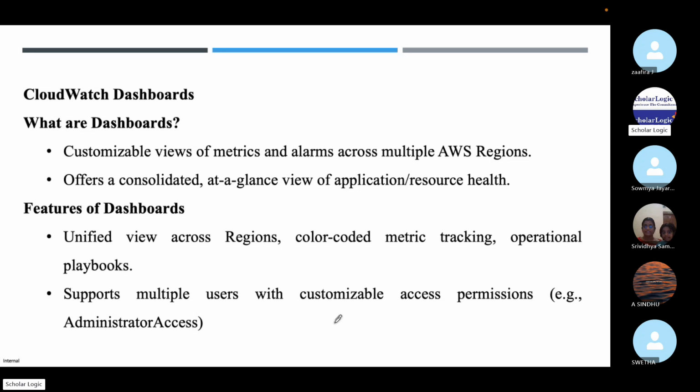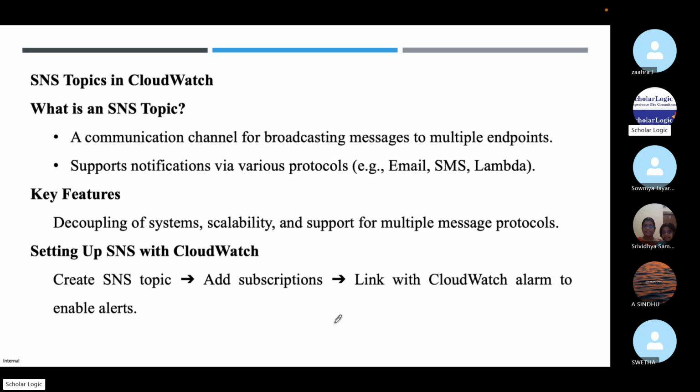Whatever you see as 80% or 90% for the CPU utilization, the same thing can be viewed from the AWS console. What is an SNS topic? An SNS topic is all about how a notification can be sent to a particular email, how an SMS can be sent to a particular number. That is taken care of by SNS.